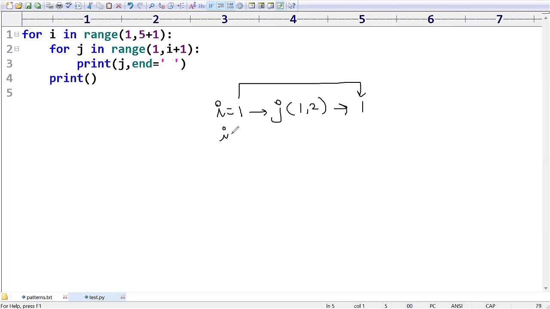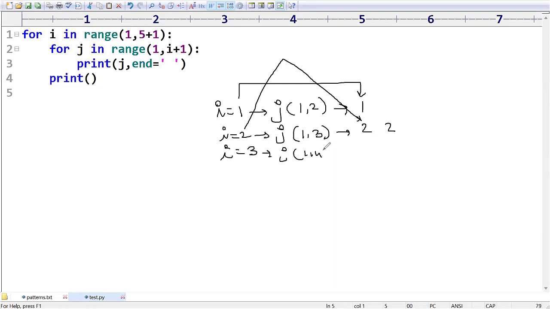And when i is equal to 2, what will happen? Your j values will become 1 to 2 plus 1, that means 3. So how many j values are we going to get? 1 comma 2, 2 j values. But here, I want to print 2, two times, because whatever i value is there, the same thing I am printing. And when i is equal to 3, your j values will become 1 to 4.